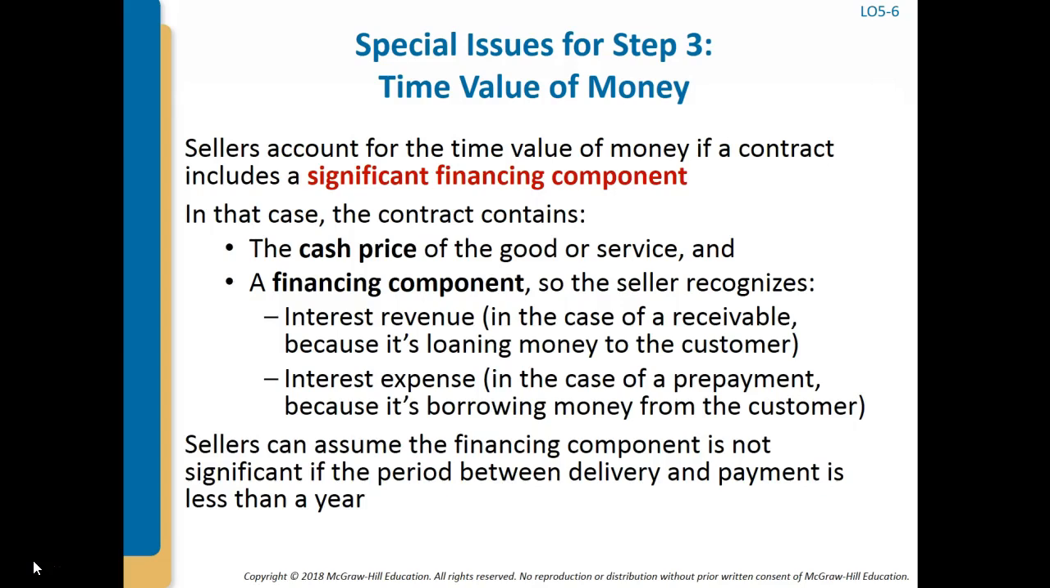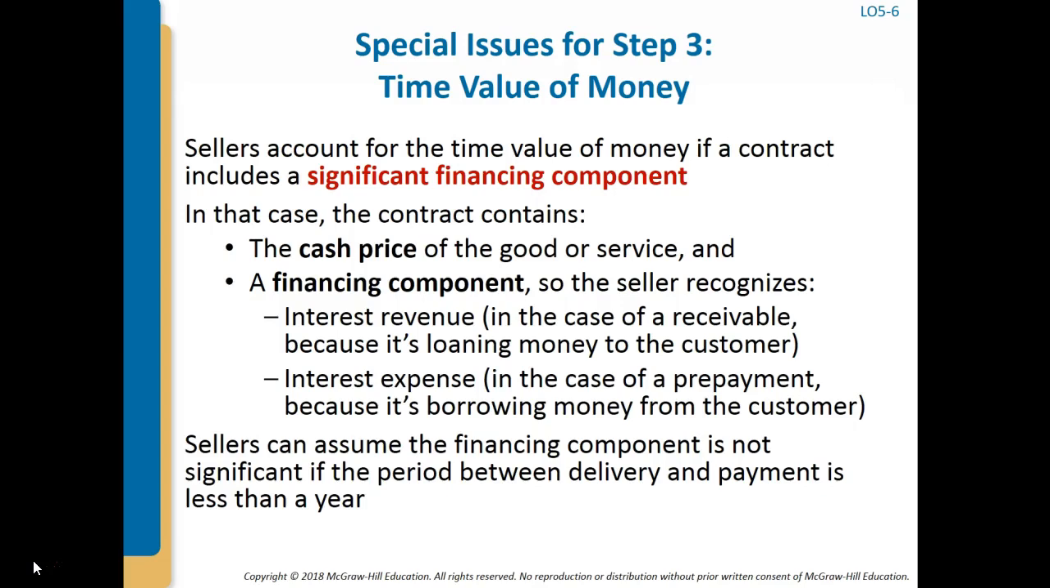Payment and delivery for a performance obligation may happen at different points in time. If delivery and payment occur relatively near each other, then the time value of money doesn't matter and we don't have to worry about it. However, if payment and delivery occur relatively far apart, the time value of money needs to be accounted for. The seller views the transaction price as consisting of the cash price of the good or service and a financing component representing the interest for the time between the sale and the cash payment. The seller then adjusts the transaction price to remove the financing component.